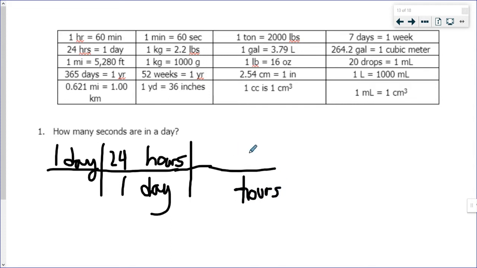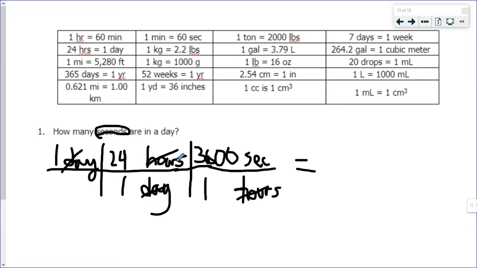And I do know that in 1 hour, I have 3,600 seconds. So I can go ahead and put seconds in here because I know a conversion factor between these two things. And I know in 1 hour, I have 3,600 seconds. And so now I go back and I just double check my units to make sure that they're canceling out. So days are going to cancel out, hours will cancel out, and that's going to leave me with seconds, which is what they're asking for here in the problem.